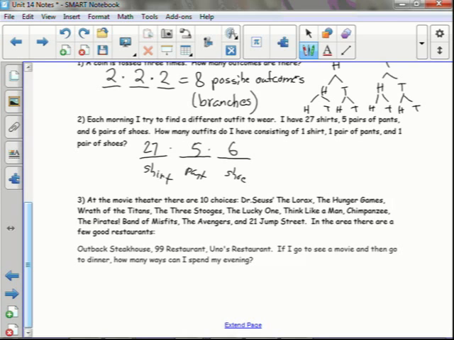I'm just pulling up a calculator quick to do this. Okay, it's going to be 30 times 27, and we get 810 possible outfits. Okay, so let's try another one here. Number 3.